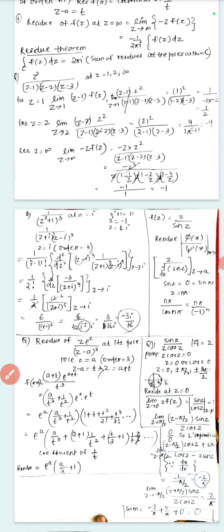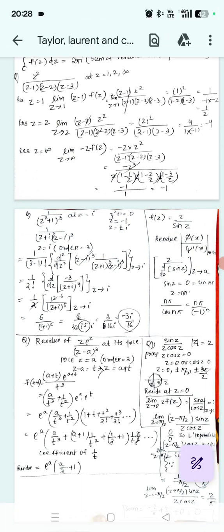First question is z square by (z minus 1)(z minus 2)(z minus 3). Find the residue at 1, 2, 3 and infinity. As I have told you, for simple poles, what is the formula? Limit z tends to 1 of (z minus 1) f(z). Then z minus 1 cancels out. In place of z put 1. Then find the answer.